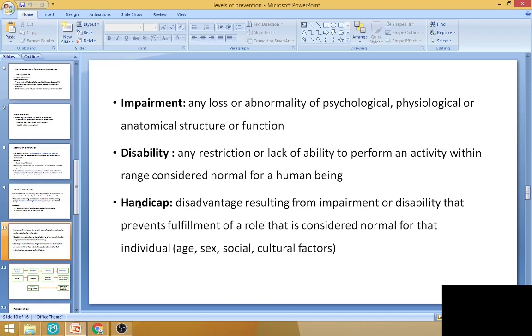If you are asked what is the meaning of handicap, it is the disadvantage resulting from the impairment or disability, which led to the disadvantage of that particular person in what is considered normal for that particular individual, considering the age, sex, social and cultural factors. We call it handicap. So, for example, a person met an accident. A truck driver met an accident. He is a driver by profession. He met an accident and he lost one of his lower limbs.